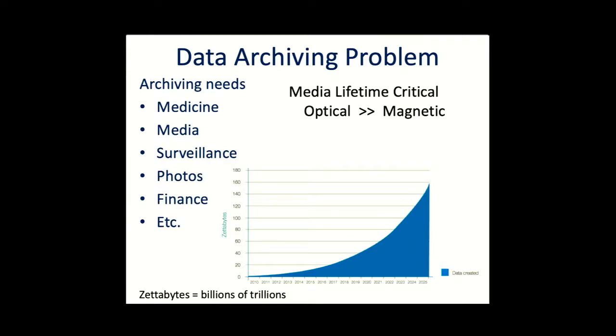This graph is the growth of data. In the mid-next decade, there'll be 100 zettabytes of data. A zettabyte is 1 billion trillion bytes. It's so much you can't even conceive of how much data that is. And 60 to 80% of data becomes archival eventually. So this is going to be a huge issue. And a lot of this data has to be kept a long time, like in medicine, the movie industry, surveillance videos, and so forth.